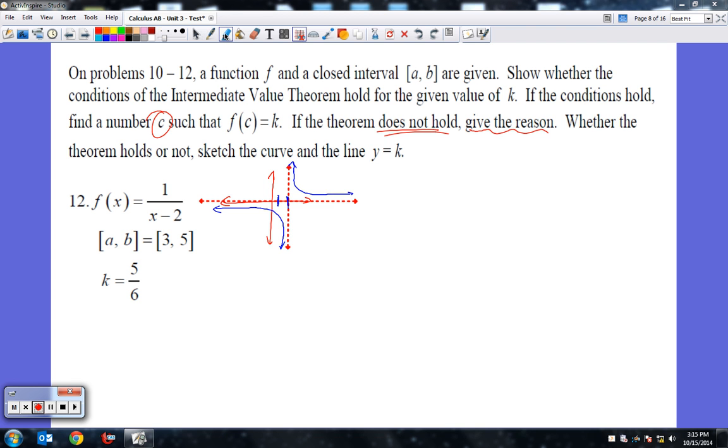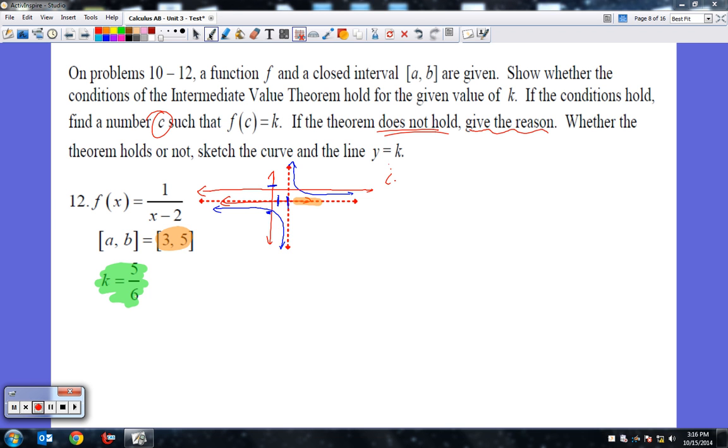Notice we're looking at this y value of 5/6, which is a little bit under 1. So if that's 1, we can say it's going to be somewhere around here, my k, or y equals 5/6 value, the horizontal line. Now we are looking at our interval between 3 and 5, so it's probably around here to here. And we're going to go ahead and go through the steps to see if the theorem holds, give the c value. If it does not hold, give the reason why.